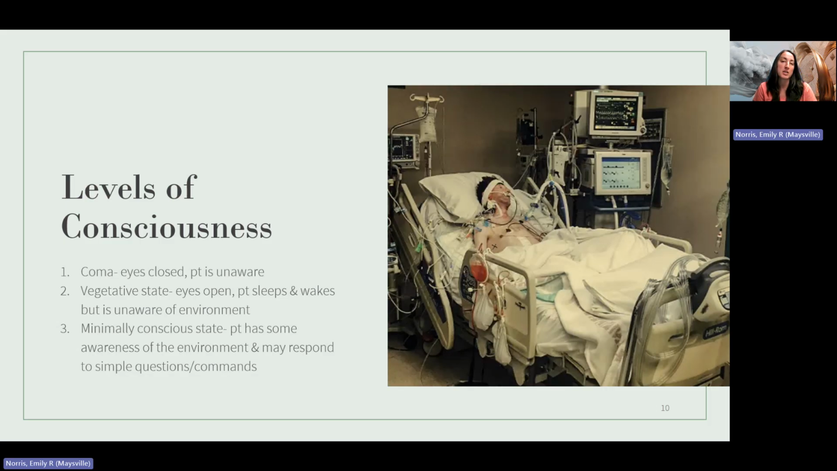And then there's the minimally conscious state where a patient has some awareness of the environment, like maybe they can do a squeeze my hand if you can hear me or something like that, and may respond to simple questions, but not a lot of interaction with their environment. When somebody is in a coma or a vegetative state, the longer that they are in that, the worse the prognosis is.